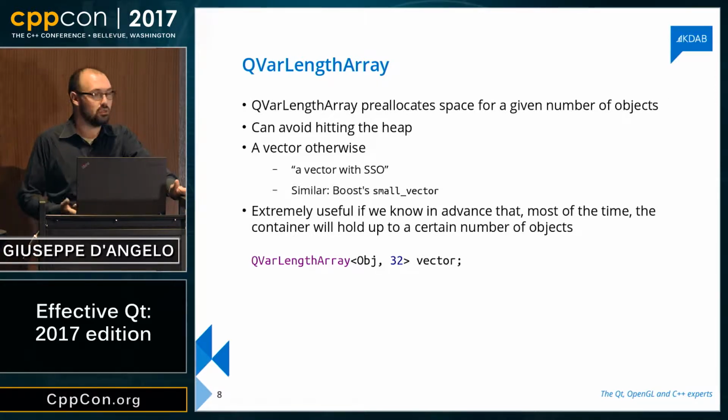So this is extremely useful when you know in advance, yeah, I think that on average I'm going to require up to a certain small number of elements. Let me pre-allocate them right inside the QVarLengthArray object instead of allocating on the heap every time. And this can have some significant performance advantages.